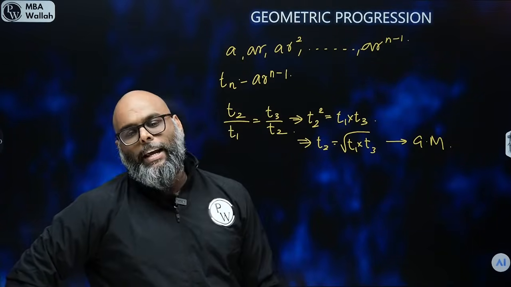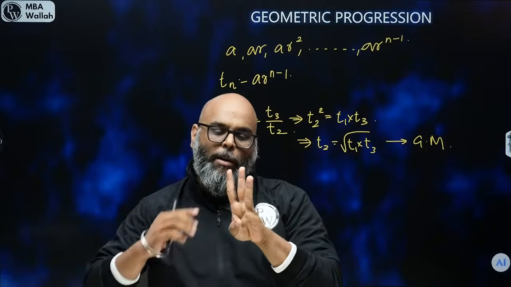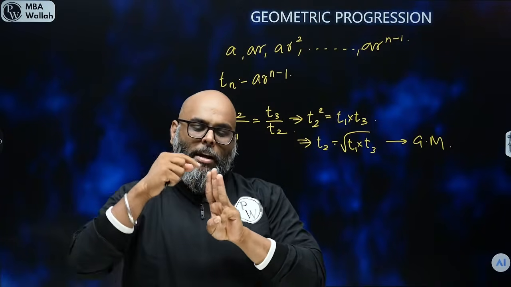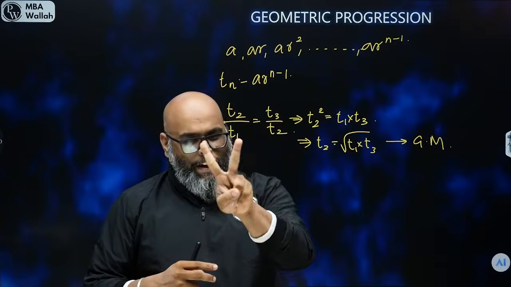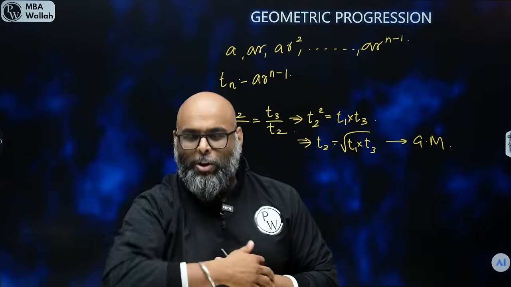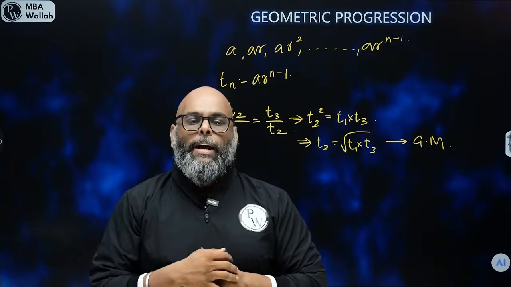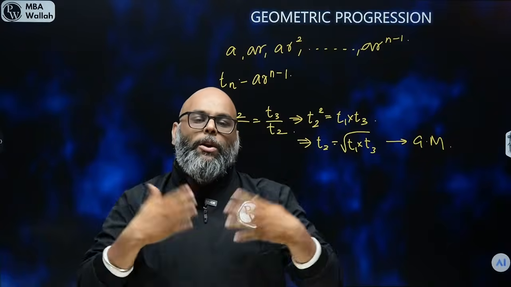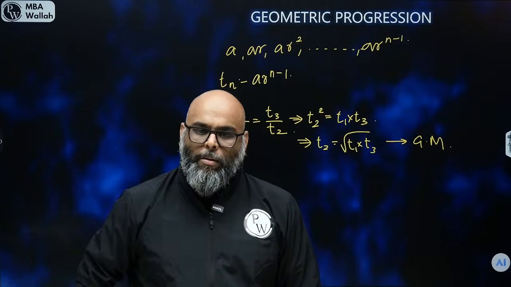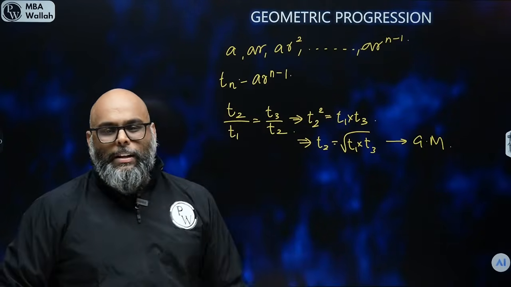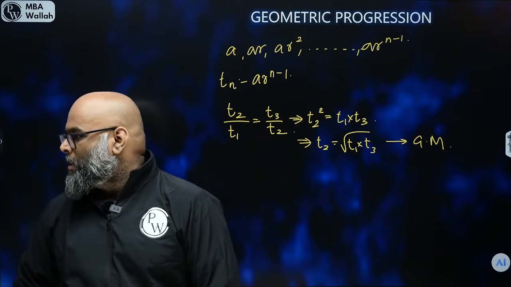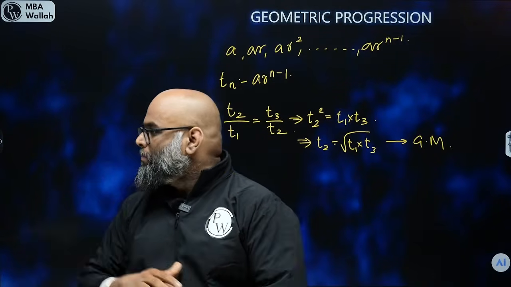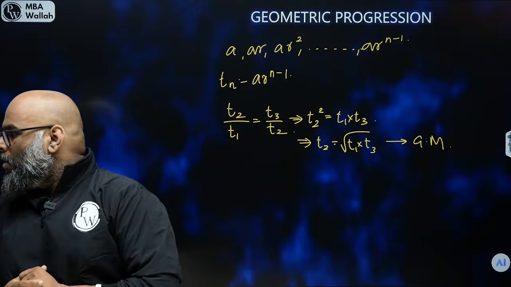Geometric mean for any set of three numbers, if we call them to be in GP, the middle number will be the root of the product of the extremes. If I give you two numbers and ask you to find the geometric mean, you simply multiply them, take the square root, and that will be the geometric mean. Clear? One important funda that we need to know. Any doubts? Any questions here? One quick look at the chat here. All clear?